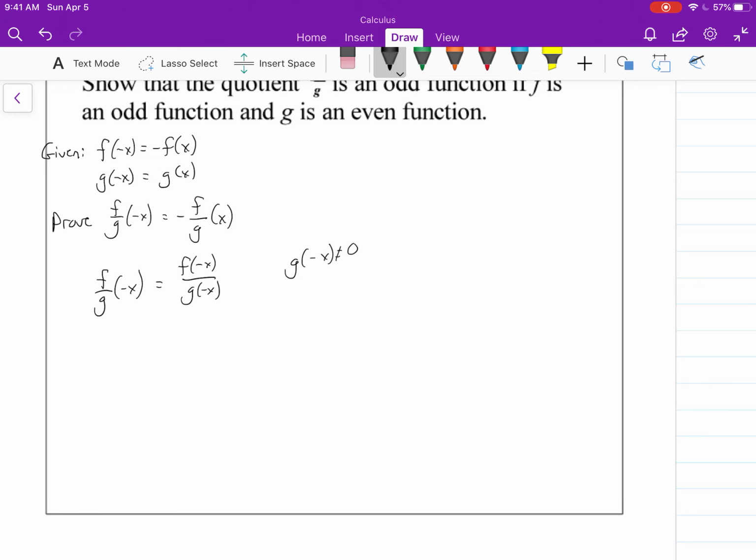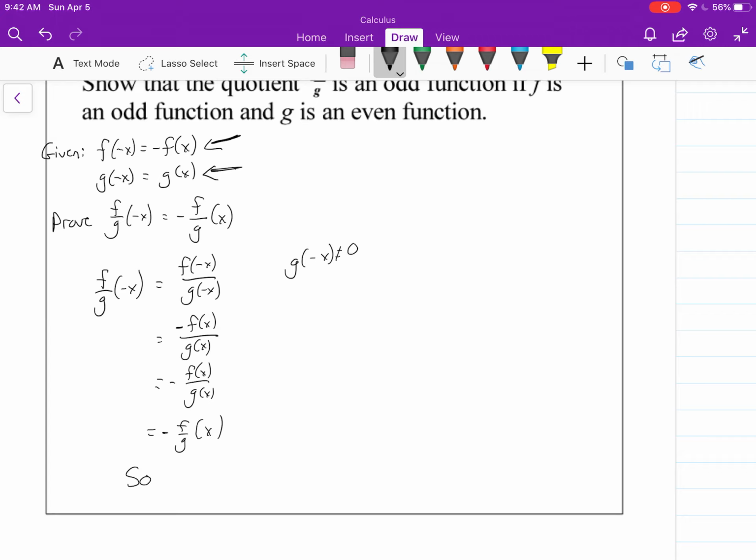And we know f is odd. So we know that f of negative x is negative f of x. We know g is even, so g of negative x is just g of x. Well, this is a negative over a positive, so negative f of x over g of x, which is the definition of f over g of x.